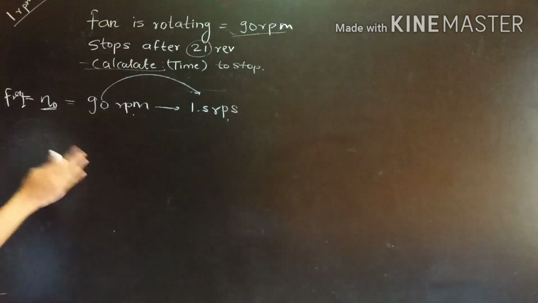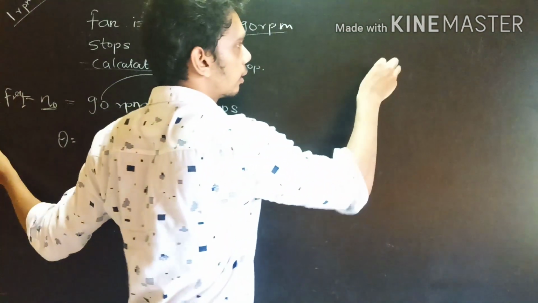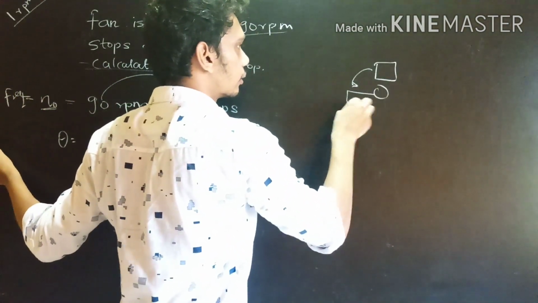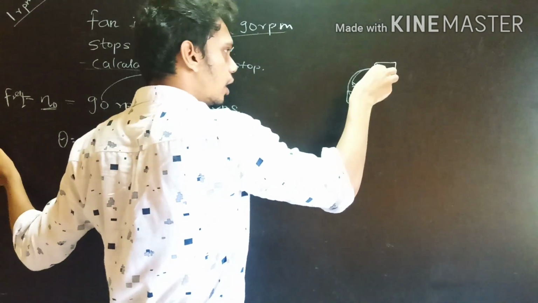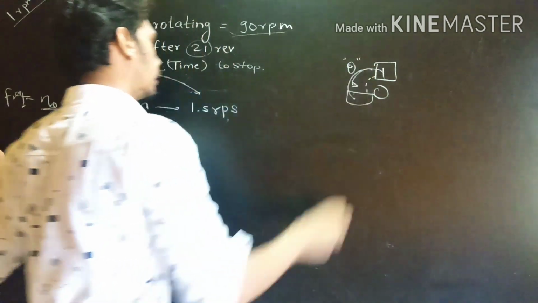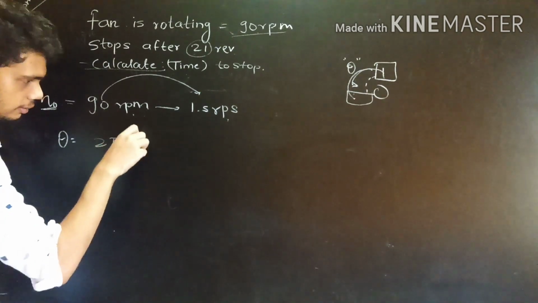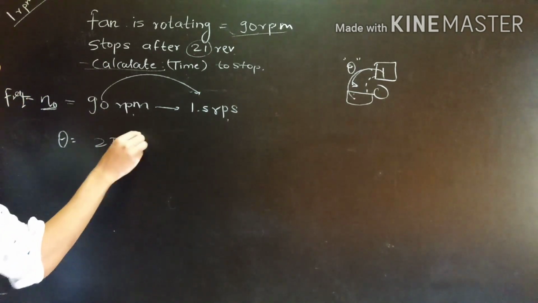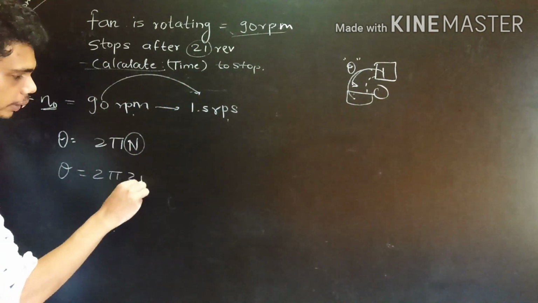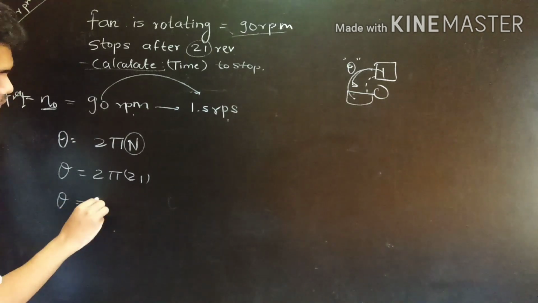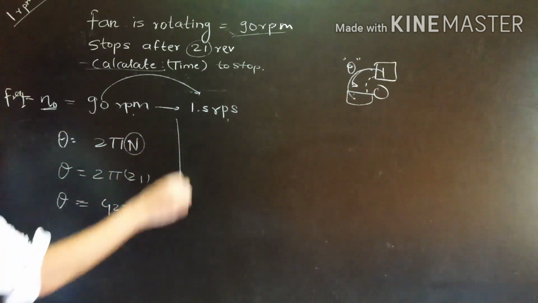Now let's find out the angle theta. If the fan is rotating here, its blade goes from this position to this position, so it makes an angle, that is theta. So theta is given by 2 pi n, where n represents the number of revolutions, that is 21. So the theta value will be 2 pi times 21, which is 42 pi. So we are getting that.